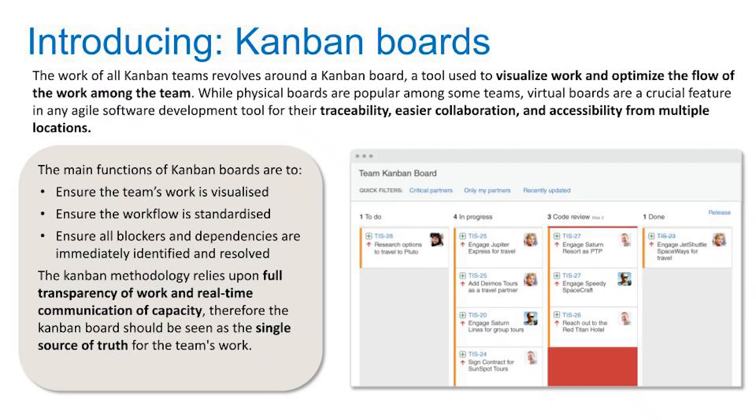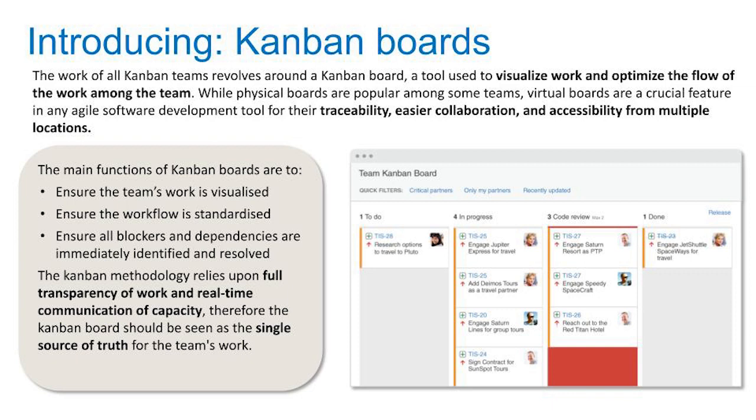And my final favorite piece of key agile concepts, there's a few in other lectures, but for this small section, my personal favorite is a Kanban board. The work of all Kanban teams revolves around the Kanban board, as you might have guessed. It's a tool to visualize work and optimize the flow of the work among the team. While physical boards are popular among some teams, virtual boards are pivotal. So using Jira, something like that. This allows for traceability, easier collaboration, and accessibility from multiple locations. You can get it from your phone, from your home, from your office, from your flight, what have you.